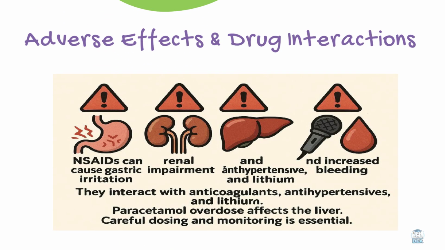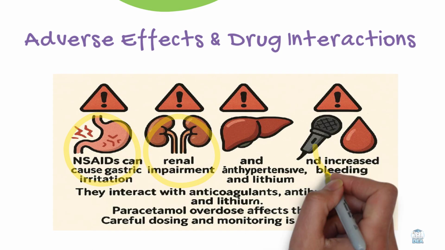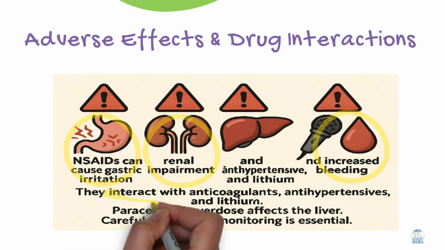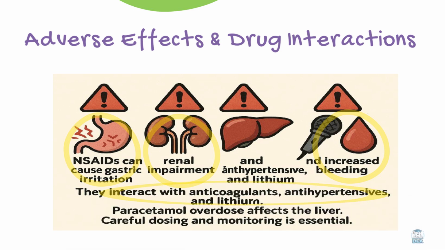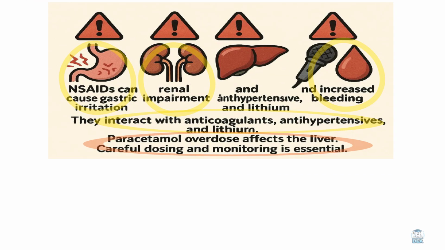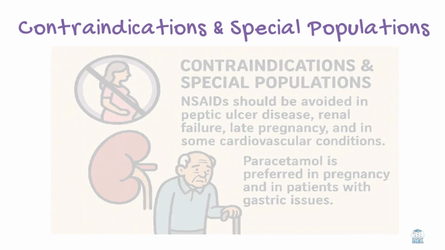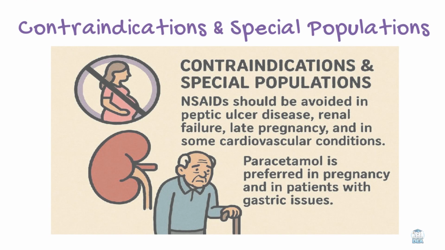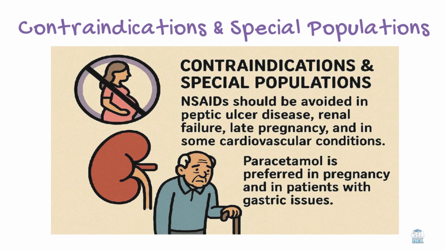NSAIDs may cause gastric irritation, renal impairment, and increased bleeding risk. They may also interact with anticoagulants, antihypertensive medications, and lithium. Paracetamol overdose can lead to serious liver damage. Careful dosing and monitoring are therefore essential. NSAIDs should be avoided in patients with peptic ulcer disease, renal failure, late pregnancy, and certain cardiovascular conditions.